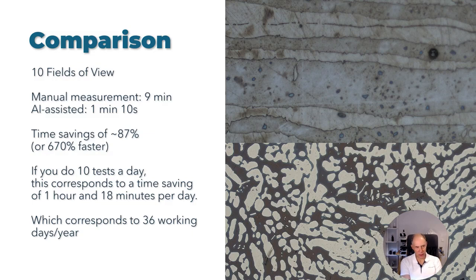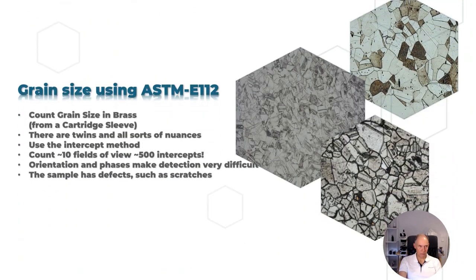So if you do 10 tests per day, each test is 10 images, this corresponds to a time saving of 1 hour and 18 minutes. And that corresponds to 36 working days per year, assuming you work 200 days per year. That is quite a lot. And many labs do a lot more than 10 tests per day.